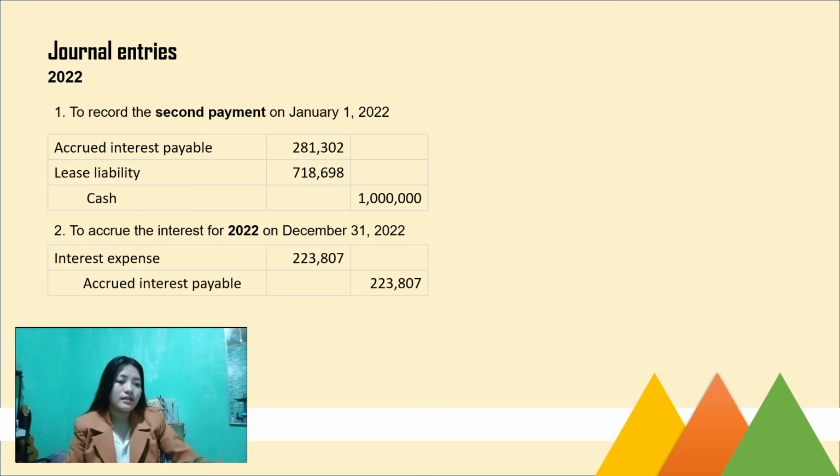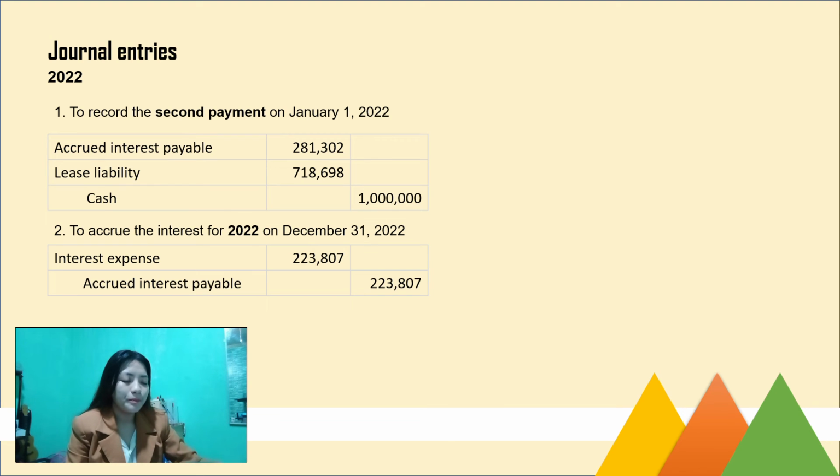The next is to accrue the interest for 2022 on December 31, 2022. So, another accrual of the interest. Diba nung December 31, nag-accrue tayo? Then this year, 2022, we must also record accrual of interest. So debit interest expense and credit accrued interest payable amounting to 223,807. So paano naman natin nakuha yung amount na yun?